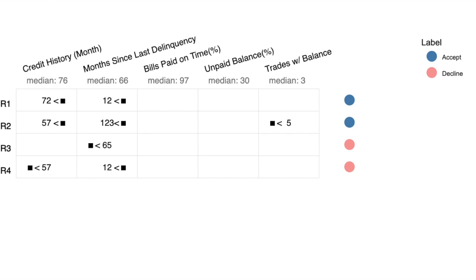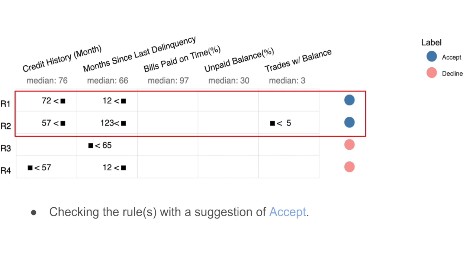For this set of rules, we can check those rules with suggestions that we are interested in. For example, we can find out the rows where the suggestion, accept, is given. Then we can look into the specific rule.